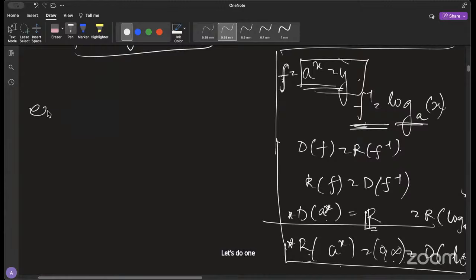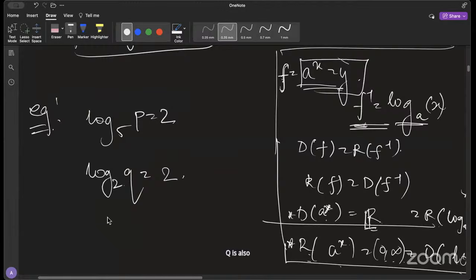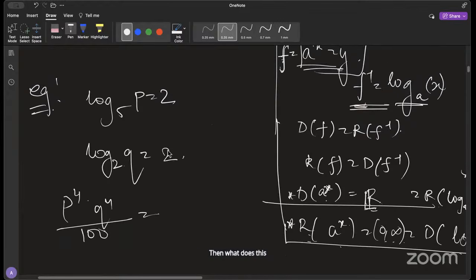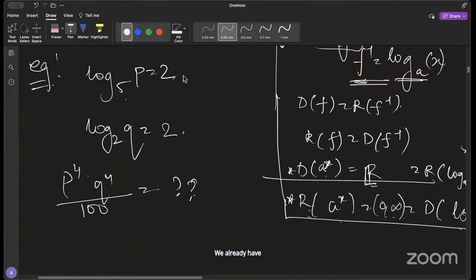Let's do one example if things are not very clear. Let's say you have log base 5 of p is equal to 2, and then log base 2 of q is also equal to 2. And then let's say you have to find the value of p to the power 4, q to the power 4 by 100. We already have log base 5 of p is equal to 2. This implies 2 to the power 5 is equal to p. This implies 2 to the power 2 is equal to q.